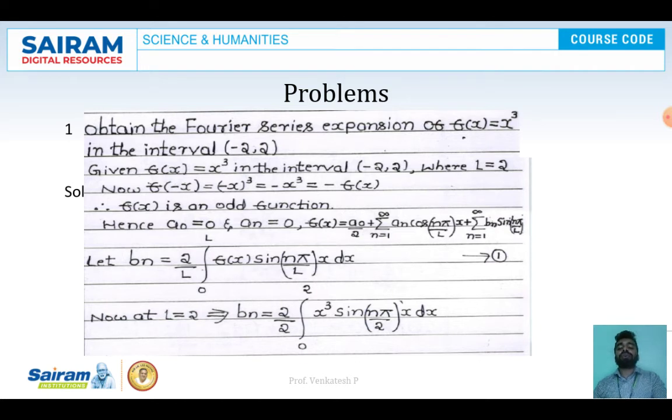So bn is equal to 2 by L integral 0 to L f of x sin n pi by L x dx. Now here I am going to replace the value of L is equal to 2 and the function f of x is equal to x cube. So we got bn is equal to 2 by 2 integral 0 to 2 x cube sin n pi by 2 x dx. Now I am going to apply the Bernoulli's condition, taking x cube as u and sin as v, applying the Bernoulli's condition.